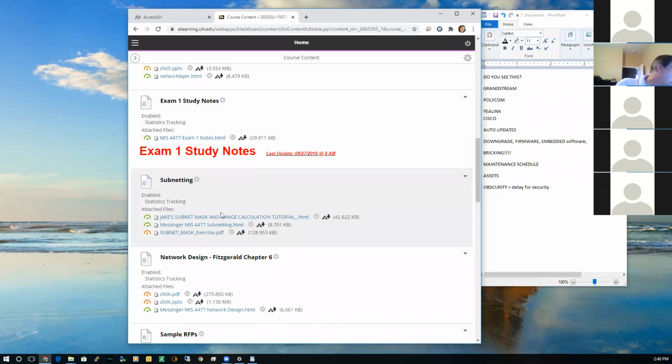So under subnetting here, I have a little calculation tutorial, which I want everybody to go through, and I'll start it with you today. I'm going to introduce you to subnetting for those of you that don't know what it is. This is pretty complex, and it's a totally foreign concept to a lot of you.